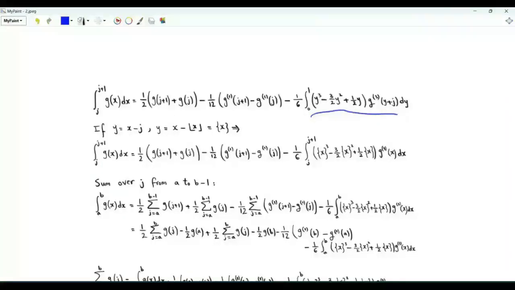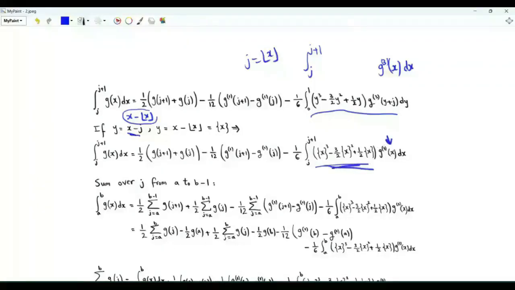Let's rewrite this integral using variable x. Y is equal to x minus j. So we will get an integral from j to j plus 1. We have the third derivative of g. Note that x is a real number between j and j plus 1. So j is the floor of x. X minus j is x minus its floor. This is the fractional part of x. So here is the integral with the third derivative, and this part, which is the third degree Bernoulli polynomial.